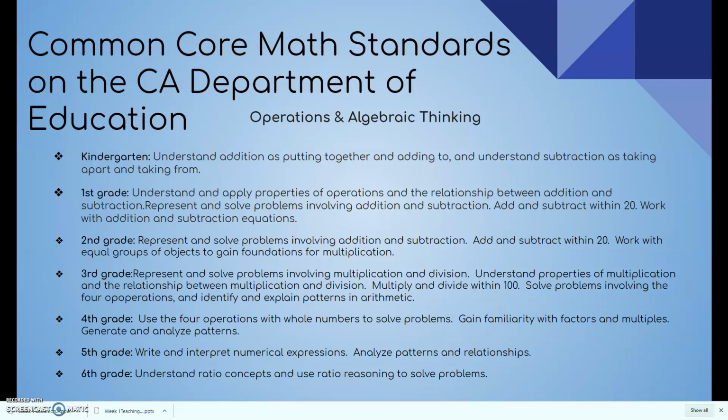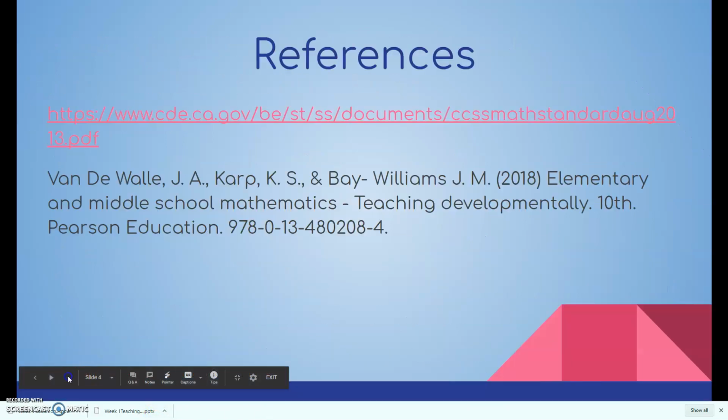In fifth grade, they will write and interpret numerical expressions as well as analyze patterns and relationships, and by sixth grade, they will understand ratio concepts and use ratio reasoning to solve problems.